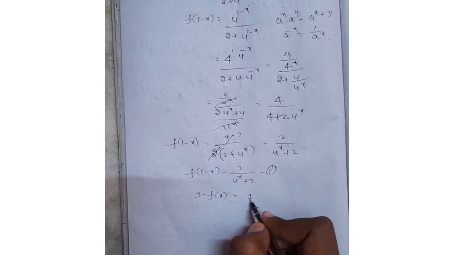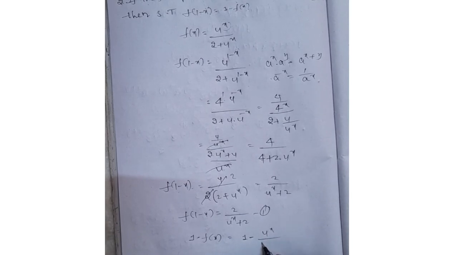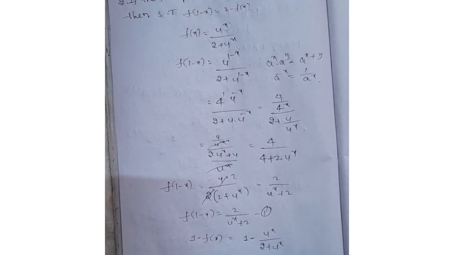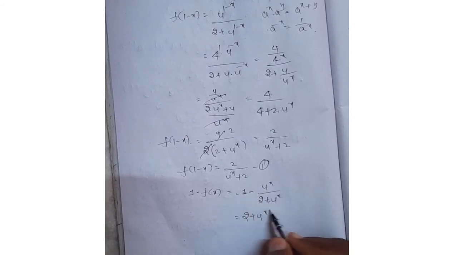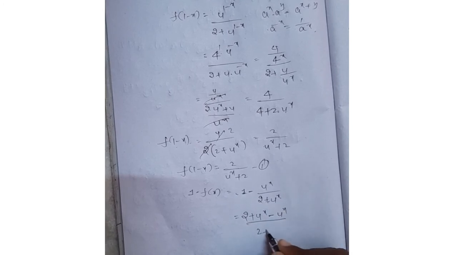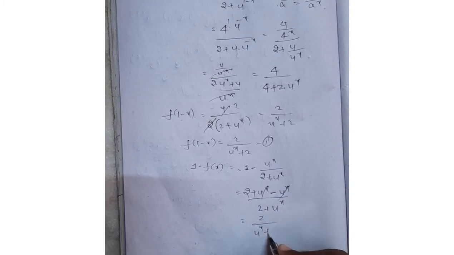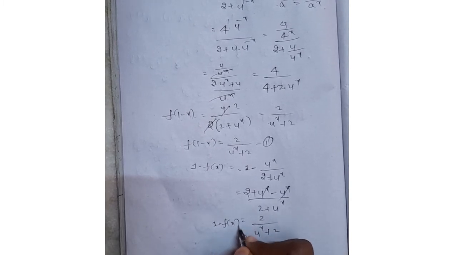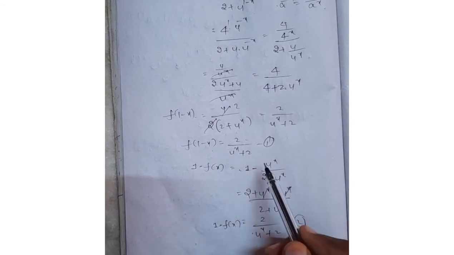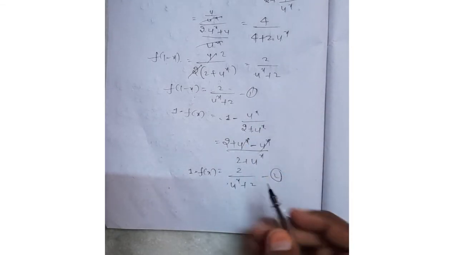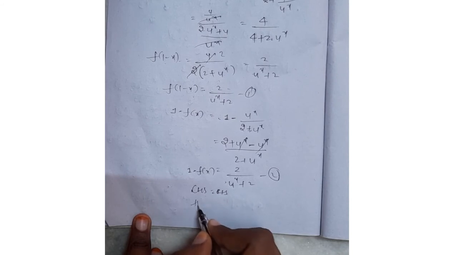Now finding RHS. 1 minus f of x, what is f of x? 4 power x by 2 plus 4 power x. Okay, now LCM: 2 multiplying 2 plus 4 power x, minus 4 power x, 2 plus 4 power x. Cancel. 2 by 4 power x plus 2. 1 minus f of x: this is 1 and this is 2. See, you can see 2 by 4 power x plus 2. So from 1 and 2, LHS equals RHS, hence proved.